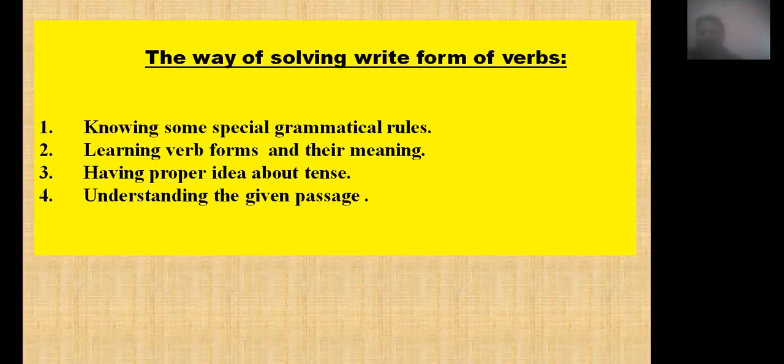And then the technique is understanding the given passage. That means you have to understand the passage given in your question paper, and then you will be able to solve this right form of verbs. These are the four techniques, the four ways of solving right form of verbs. Have you understood? I hope you understood.